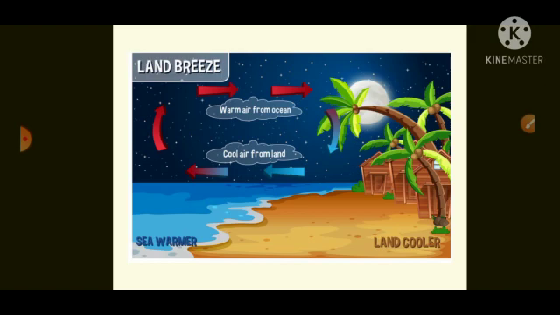Next, we will discuss about land breeze. During the night, there is no sunlight. Listen here children. During the night, there is no sunlight. The land cools down quicker than the sea water. So, the water in the sea is warmer than the land. The warm air above the sea rises up. The cool air rushes to take its place. Thus, cool breeze blows from the land towards the sea. This is called land breeze.